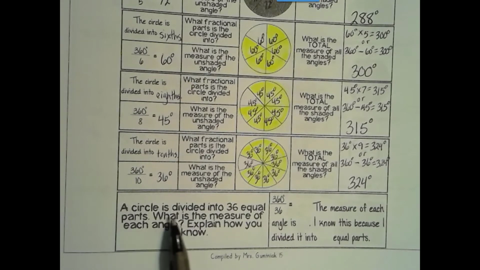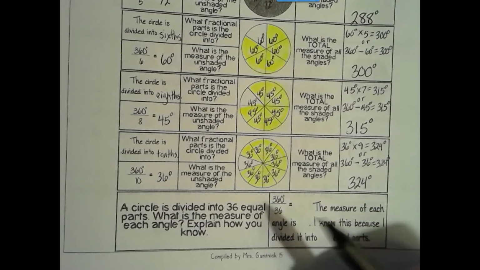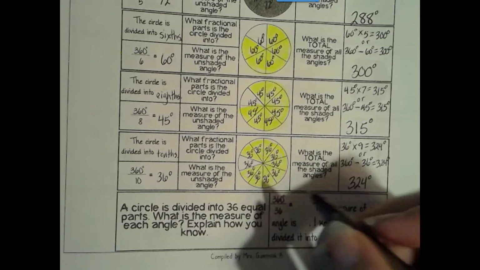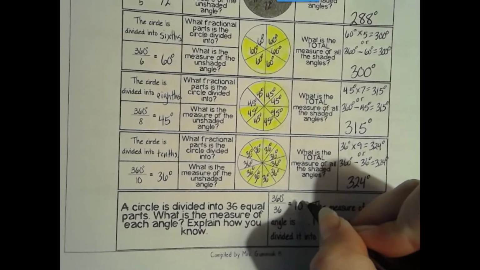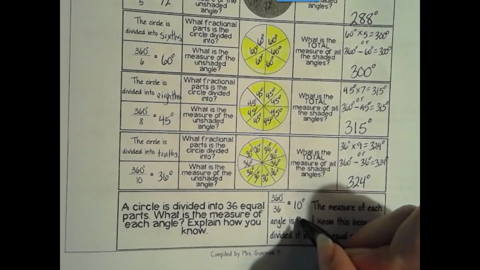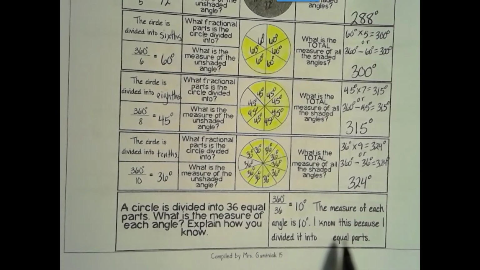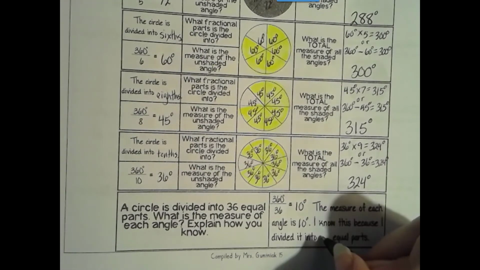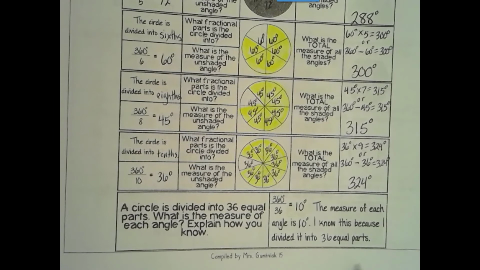Last thing here, a circle is divided into 36 equal parts. What is the measure of each angle? Explain how you know. So if I'm cutting them into 36 equal parts, 360 degrees divided by 36 is 10 degrees. The measure of each angle is 10 degrees. I know because I divided it into 36 equal parts. 360 divided by 36 is 10.